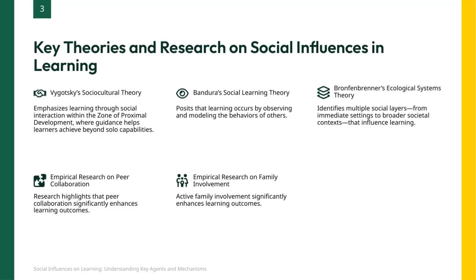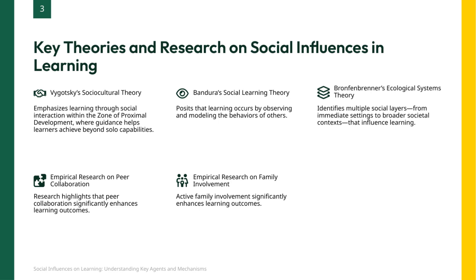Let's dive into some key theories and research that explain how social influences shape learning. First, Vygotsky's sociocultural theory highlights the importance of social interaction in learning. He introduces the idea of a zone of proximal development, where learners can reach higher levels of understanding with guidance from others than they could alone. This shows the value of support and collaboration.